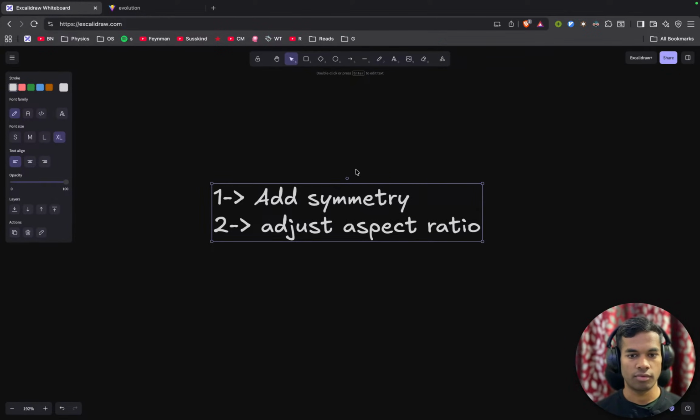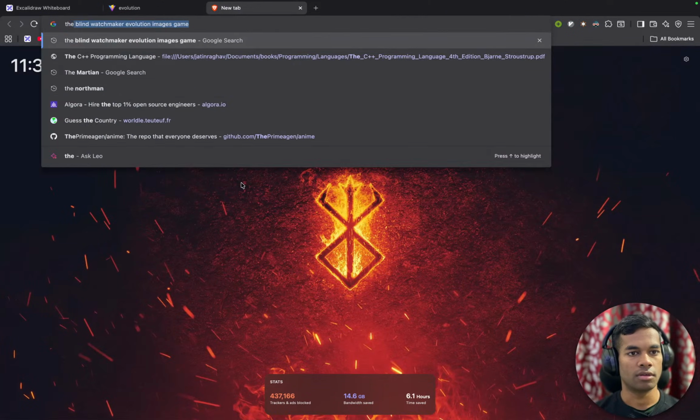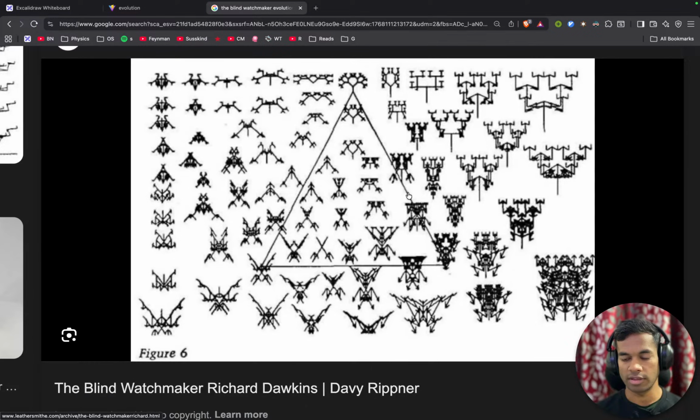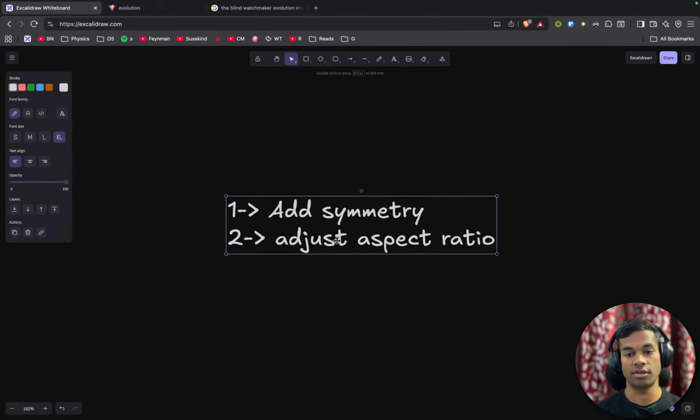Yep. First one is to add symmetry to the organisms. This is how one of the organisms looks right now, and this is not very symmetric. So I would like to add some symmetry along the x-axis so that, like, if you flip the thing horizontally, you have the same thing. So like this. And the Blind Watchmaker Richard Dawkins made shapes like this, and they are all symmetric along the x-axis, along the y-axis.